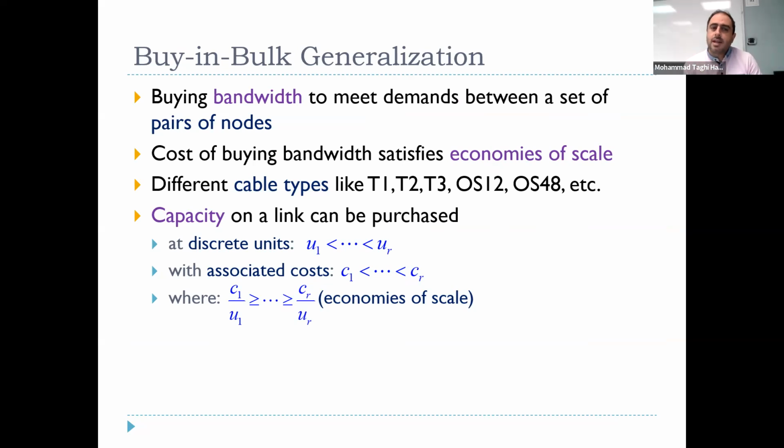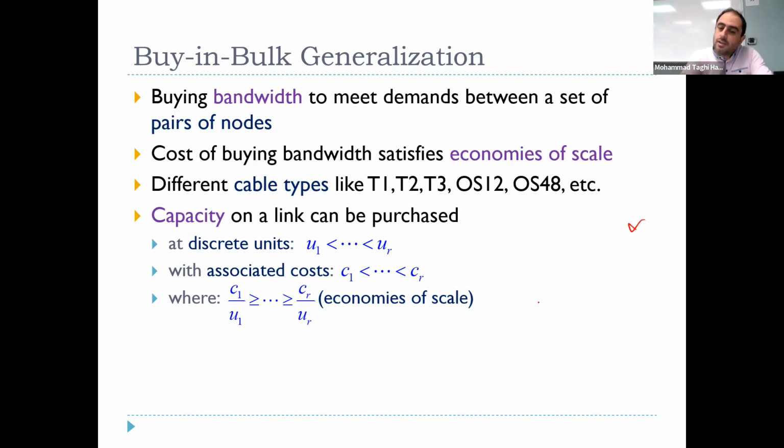So here the idea is that we want to buy bandwidth to meet demands between a set of pairs of nodes. Good. So this is the generalization. For example, you may think about it this way: you want to connect the internet, and different people have different requirements for how much internet they are using. The same thing you may think about for electricity or water or other networks. But in particular, the internet is a very important one. So here you want to meet demand between different nodes.